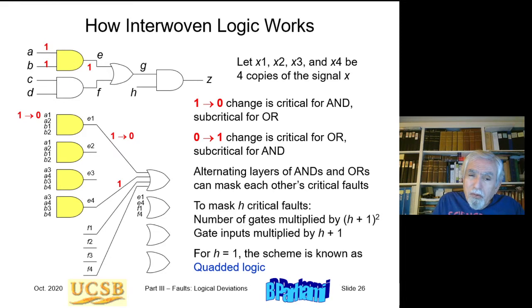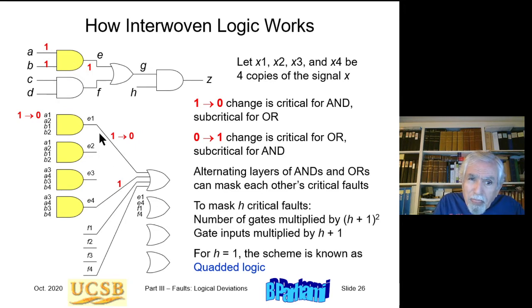So this is known as quadded logic. The more general name is interwoven redundant logic. The reason it's called interwoven is because of this pattern that you see here. So here I have A1, A2, B1, B2. So 2 copies of A and 2 copies of B go into this gate. 2 copies of A, 2 copies of B. 2 copies of A and 2 copies of B. And then the wires sort of are interwoven.